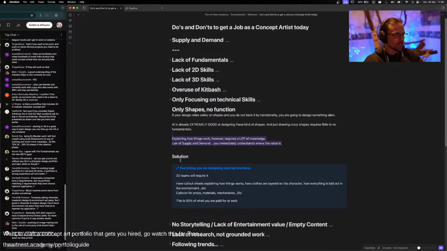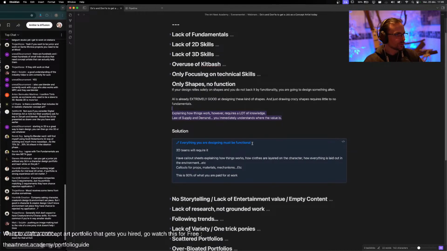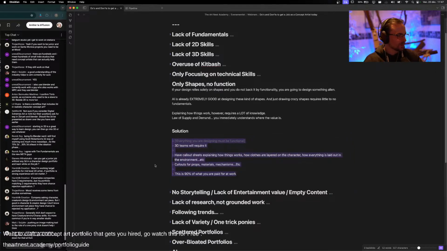So the solution is that everything you are designing must be functional. The 3D team will require it. You need to have call-out sheets explaining how things work, how clothes are layered on the character one by one. You're going to unclothe the character, and show how everything is laid out in that environment with a cutaway drawing. You need to have call-outs for props, materials, mechanisms. You need to represent them in perspective, not flat front view, perspective. This is what they are paying you for.